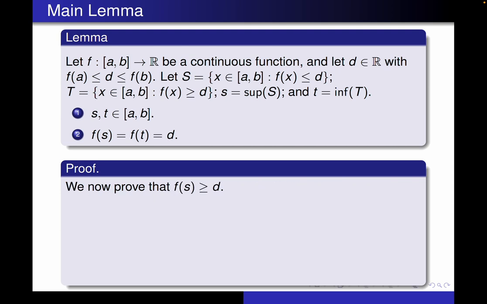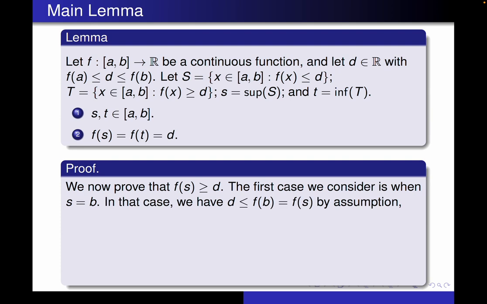Now we've got to prove the second part of the proof, which is that f of s is greater than or equal to d. And now we're going to look at the other side of s. Well, if s is equal to b, then there is no other side of s. But that's actually not so bad, right? If s is equal to b, we know that d is less than or equal to f of b. That's just by assumption, right? d is between f of a and f of b. So that means d is less than or equal to f of b. But remember, f of b is equal to f of s because we're assuming that s is equal to b. And so that means that f of s has to be greater than or equal to d.